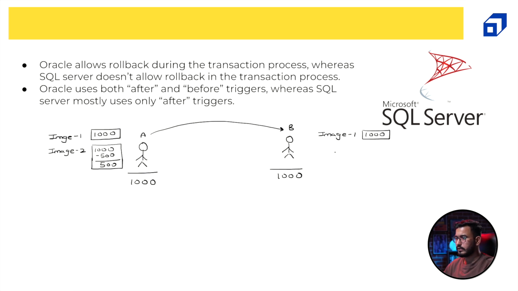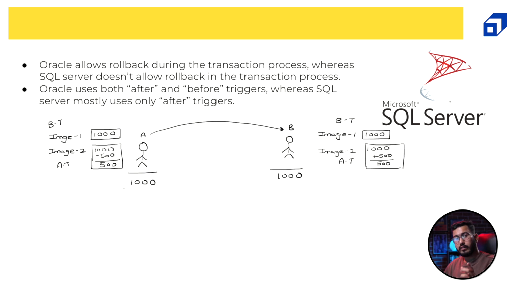And for person B, the image number 2 is 1000 plus 500, which is 1500. Now this particular image 1 is before transaction, so I write BT, before transaction. This is also before transaction. And this is after transaction. And this is also after transaction.